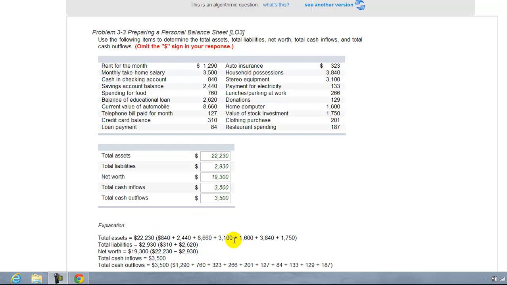Anyway, there's the actual list of pieces that we put together, and this comes out to total assets of $22,230. Again, assets are things that we own that have value.